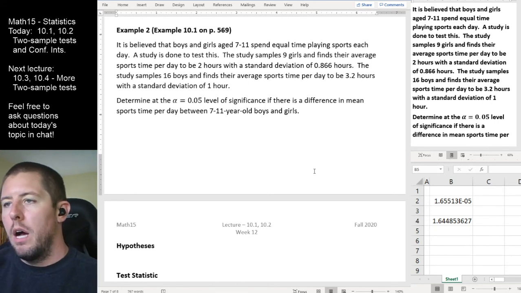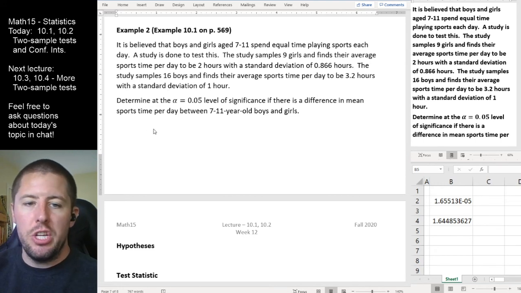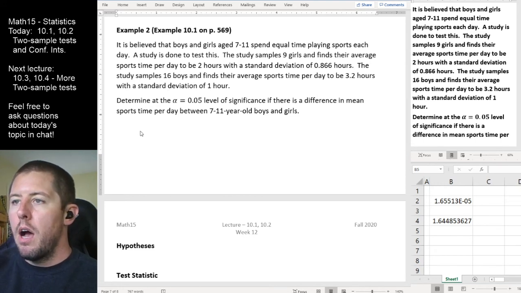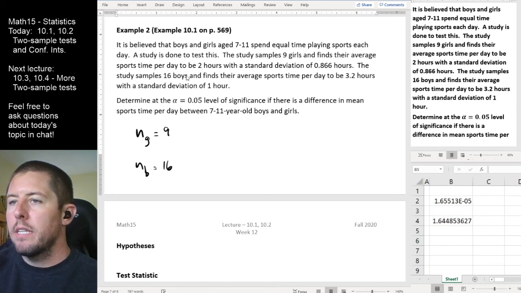All right. So I am going to use my subscripts of B and G here for boys and girls. So I'm going to identify here what information do we have. So we've got 9 girls sampled. So my sample size for girls is 9. My sample size for boys is 16. What's my next piece of information? The average for girls, X bar for girls, is going to be 2 hours per day.